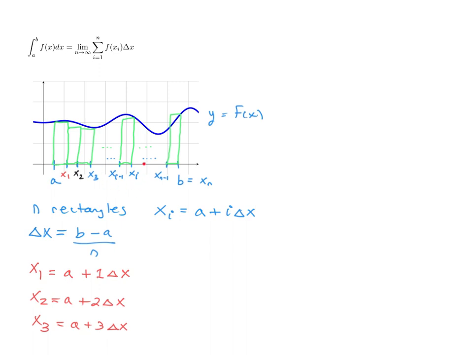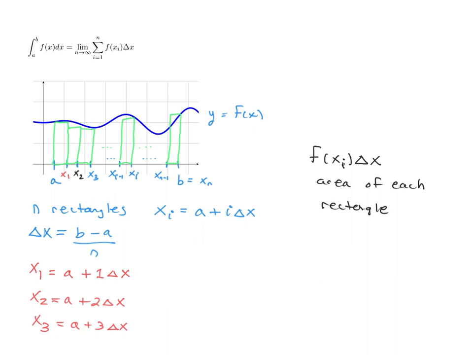You can use this as a guide with right endpoints. The length of the base is delta x, and the height is the function evaluated at the right endpoint, which is x sub I. So that's exactly what this part of the definition says. F of x sub I is the height of the rectangle, and delta x is the base. This is the area of each rectangle.